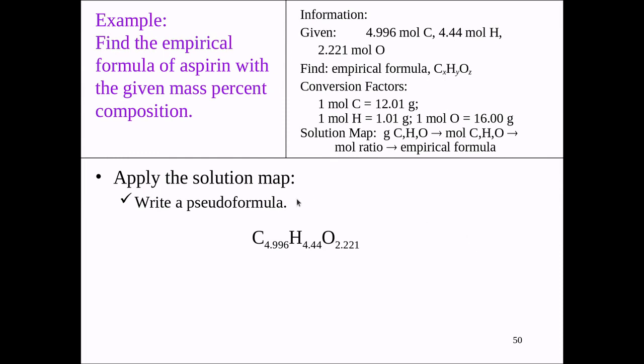Now we write our pseudo formula, and I understand that this looks kind of ridiculous. We've been told throughout the entire thing that we can't have fractions of atoms. So our challenge here is to really get rid of these fractions, right? And just in case you didn't pick up on it, these are the values that we just calculated for carbon, hydrogen, and oxygen.